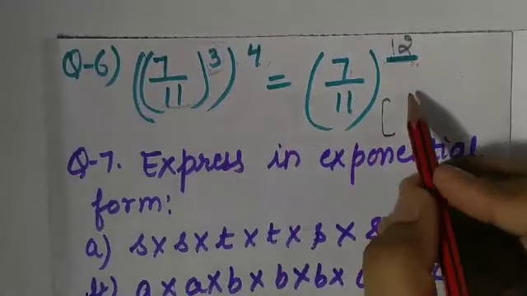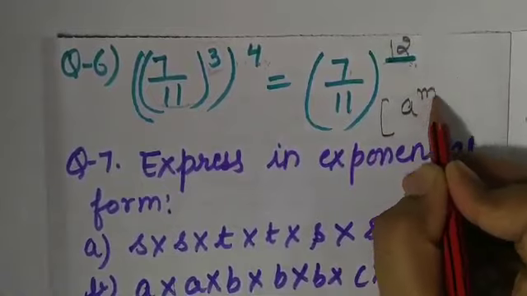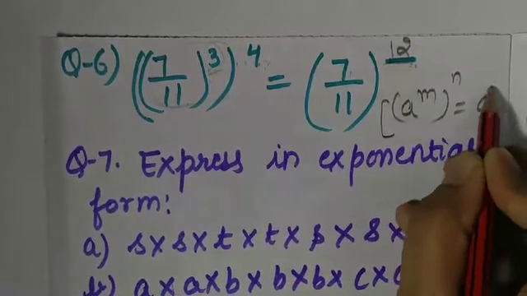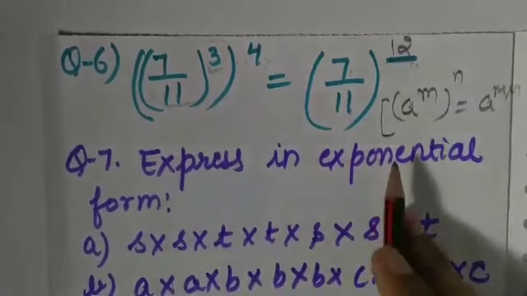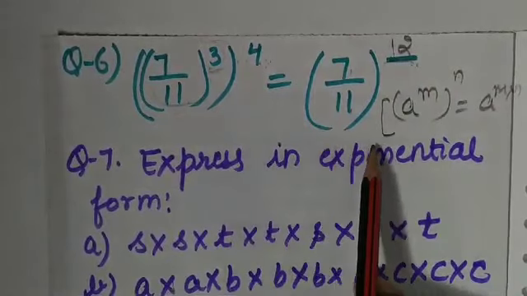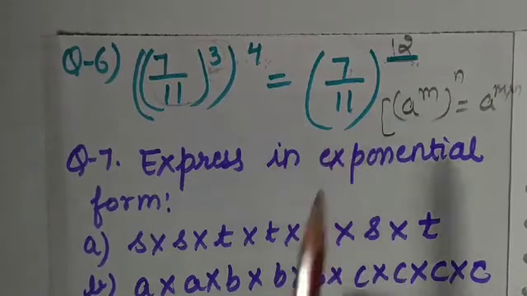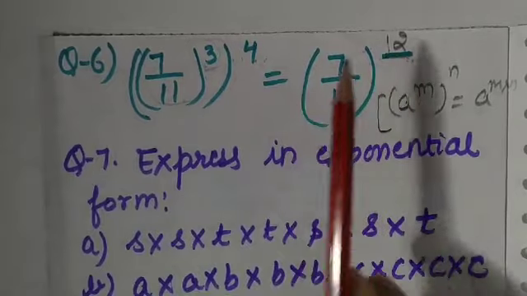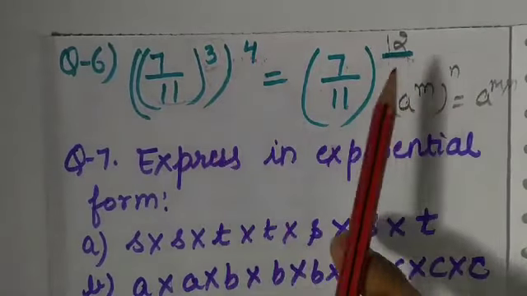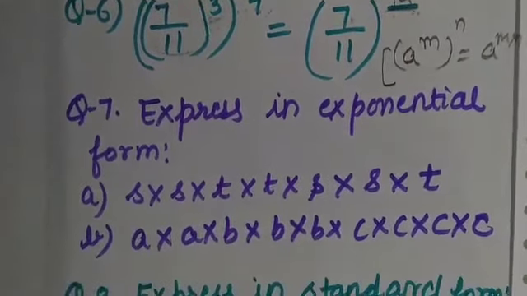Why? Because we have learned that a raised to the power m raised to the power n is equal to a raised to the power m into n. This I have explained. This I proved by taking examples in the chapter. So its answer is 12, because 3 fours are 12. Okay, now come to question number 7.